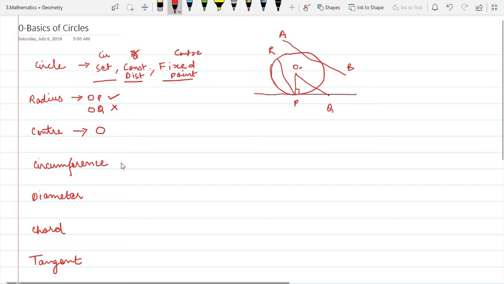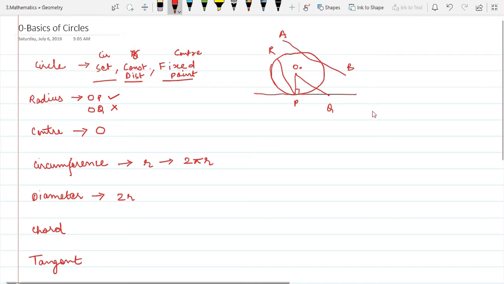Now what is the circumference of a circle? So if the radius of the circle is r, then the circumference of the circle is 2 pi r. This is the formula. You would have studied this in class 9th as well. What is the diameter of the circle? Twice the length of the radius is called the diameter of the circle.